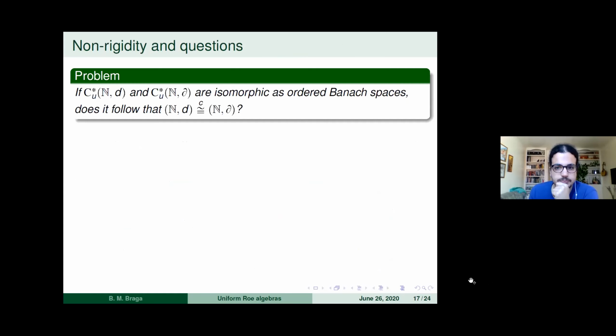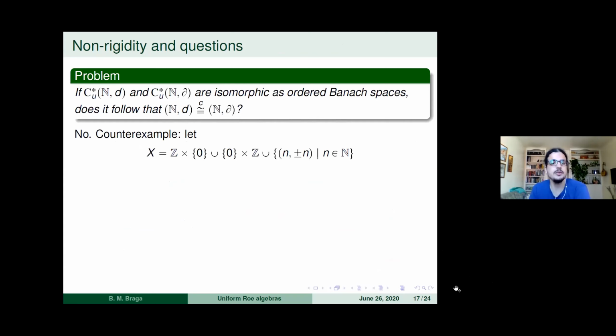And the answer is no. So the question that I just asked is this one here, and I'm asking it in the simplest possible case. If those spaces are isomorphic as ordered Banach spaces, do we have that they are coarsely equivalent? The answer is no. I won't give many reasons why the answer is no, but I can at least easily give you the example. The example is very simple to construct.